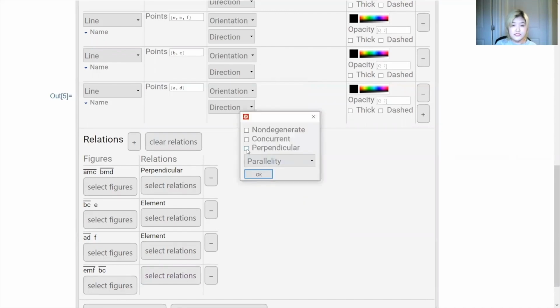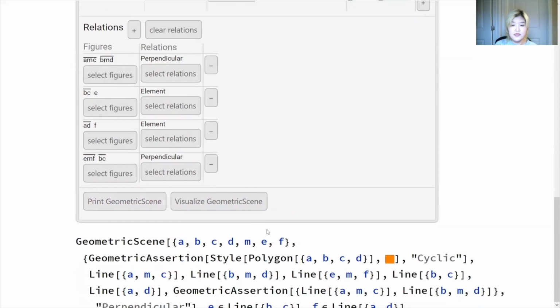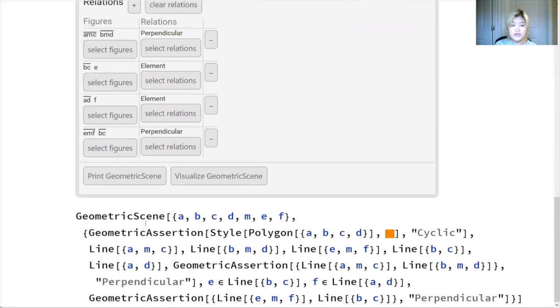Now select the relations being perpendicular. So now we can hit the button, print geometric scene. And this will give you the chunk of code. That's the actual geometric scene. And of course, you can manually insert some other primitives if needed, since we have an extensive collection of geometry representations, and some of them might not be included in our input tool yet, but we're definitely working on that.